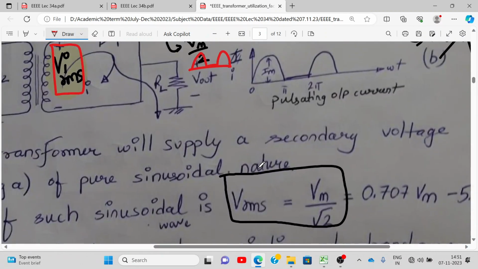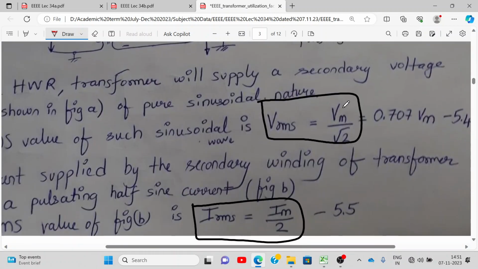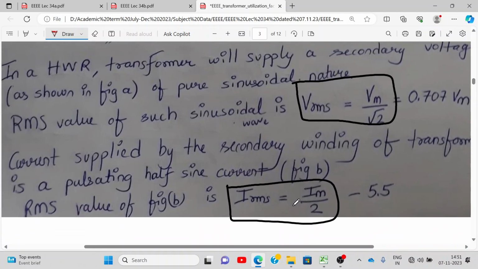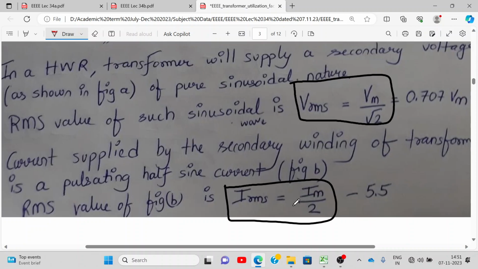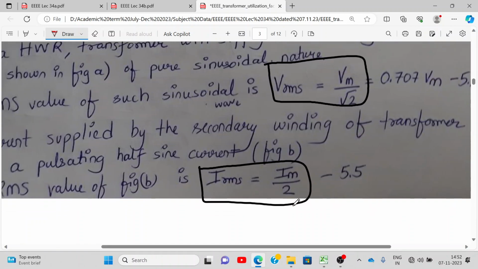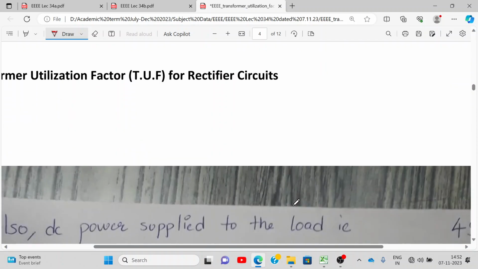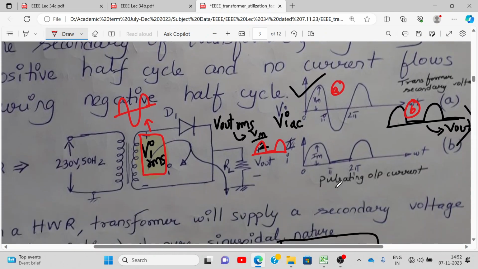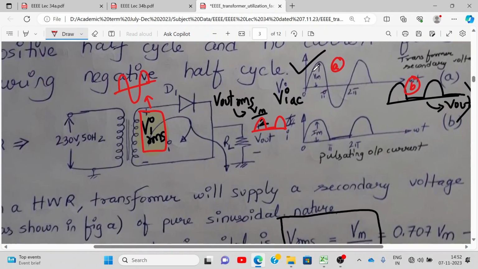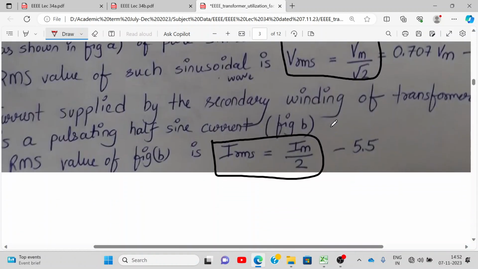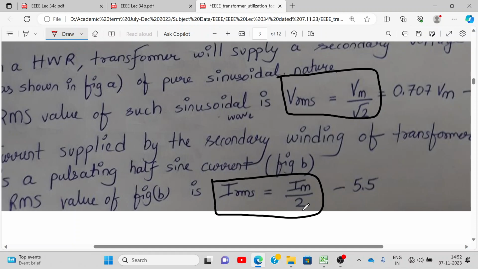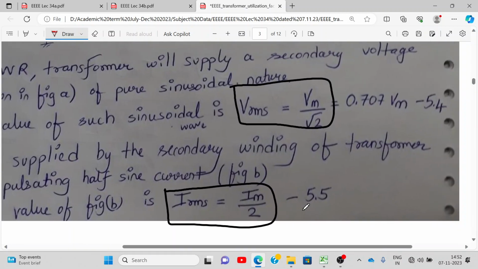Okay, so write down half wave rectifier. VRMS is Vm by root 2. IRMS is, now tell me the IRMS value. This is the voltage. What about the current? Current supplied by the secondary winding of the transformer is a pulsating half sine wave, this way. Current is half sine wave, but voltage is pure sine wave. Okay, so IRMS will be Im by 2, which we have derived already, because current remains the same. Current in a loop remains the same. So current nature will be half sine wave only, half sine wave in the sense this way.